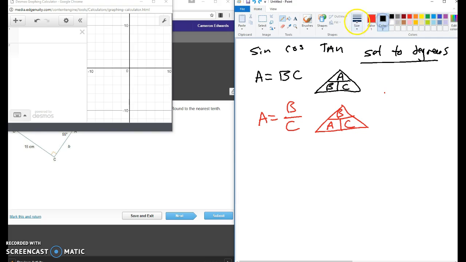Why is that not changing colors? That's making me a little aggravated. All right. I don't know.